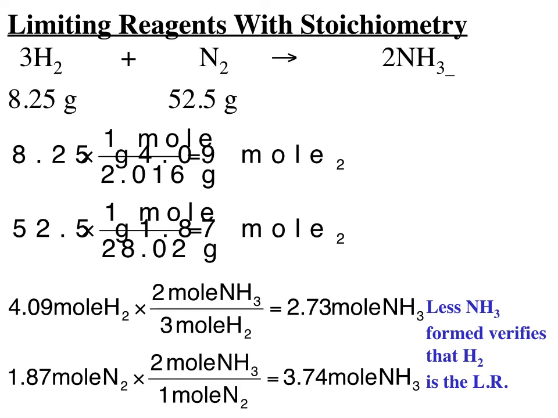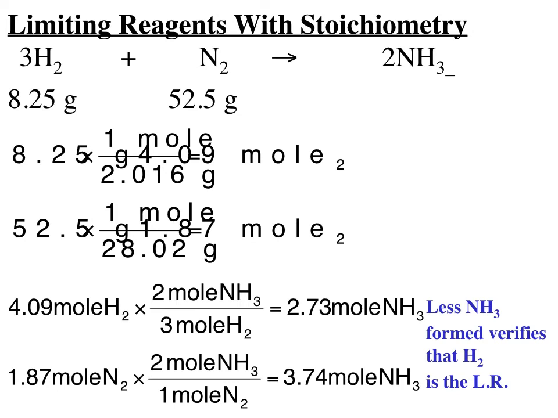Look at another example, this time the synthesis of ammonia from molecular H2 and N2. Suppose we begin with 8.25 grams of H2 and 52.5 grams of N2. We want to find out which is the limiting reagent from this mixture that we put in the pot. The first thing I'm going to do is find out how many moles of H2 are present and how many moles of N2 are present. So I will divide by the molar mass of each. I find there are 4.09 moles of H2 and 1.87 moles of N2.